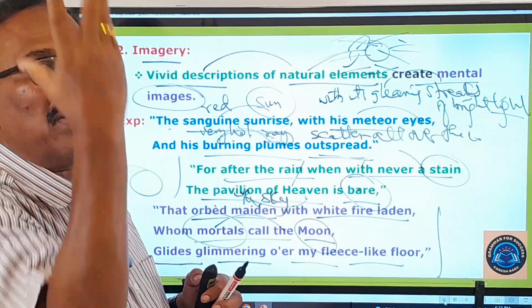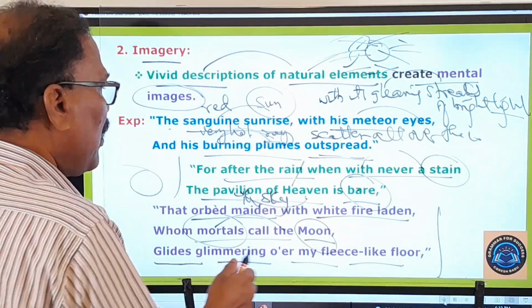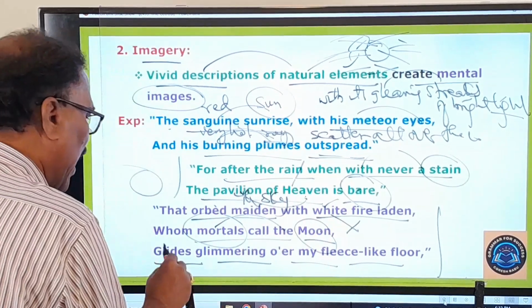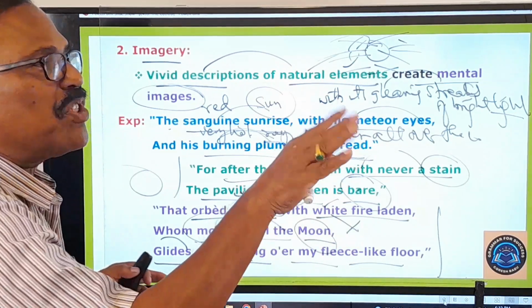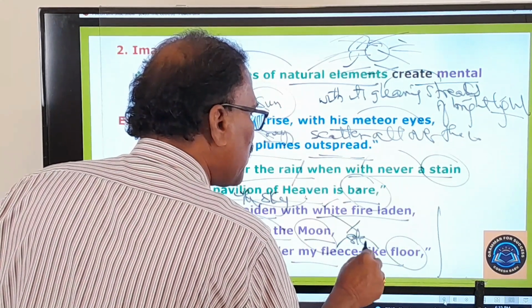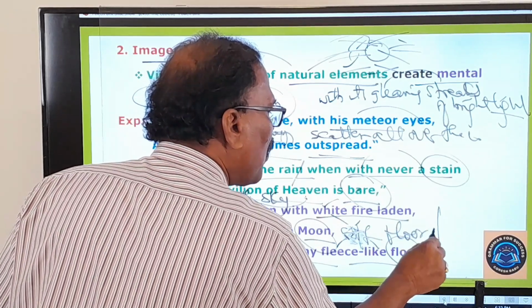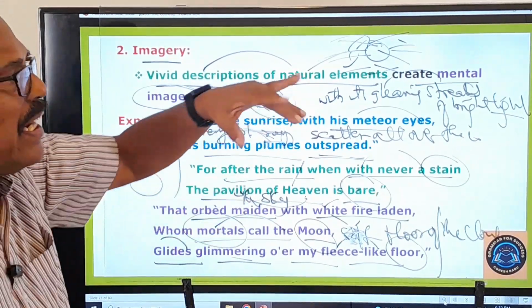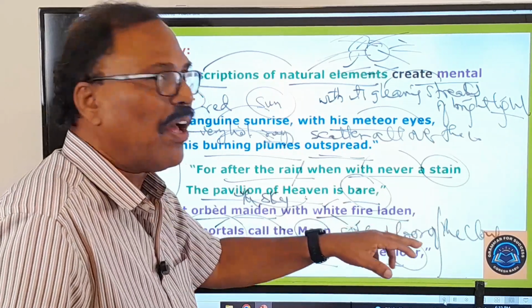So in the moonlight, what happens? You feel very happy because the moonlight is very cool. So this white fire laden means white light. So here, that's all description. Glides. And what does the moon do? This glides, moves smoothly. Glimmering means shining faintly, and over my fleecy like floor. Fleecy means, okay, what is that? Soft floor of the cloud. So here, the moon is gliding, glimmering, how? Over the soft floor of the cloud.